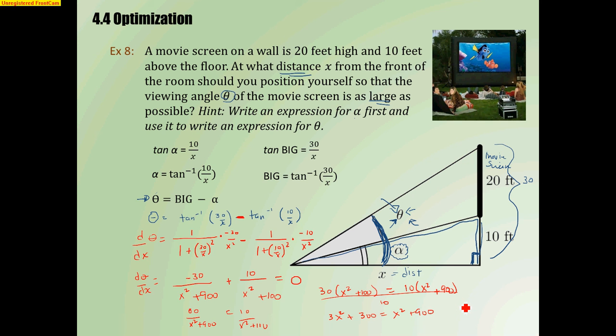So therefore I have 2x squared is equal to, oh look how nice this ends up being, x squared is equal to, oh not as nice as I thought. X is equal to plus or minus, but again I'm dealing with distance, so I'll just keep plus square root of 300, which is 10 root 3. Am I done?